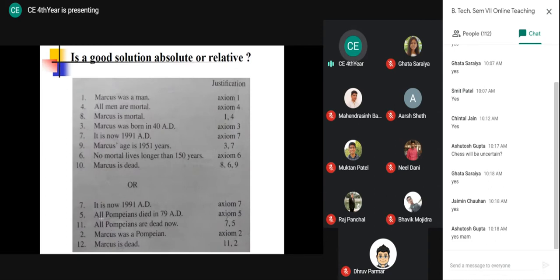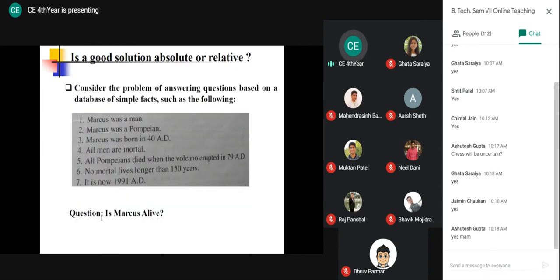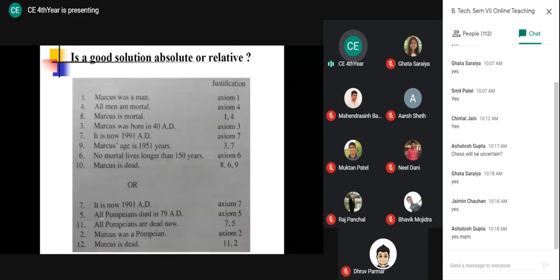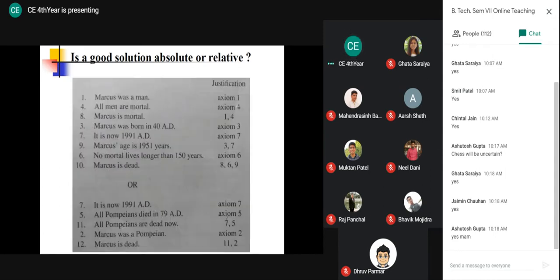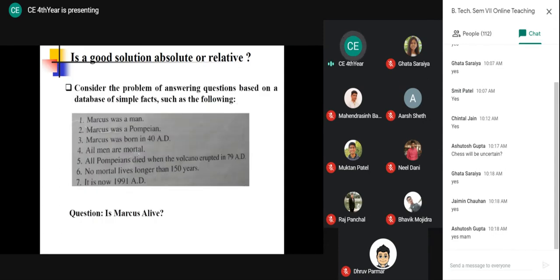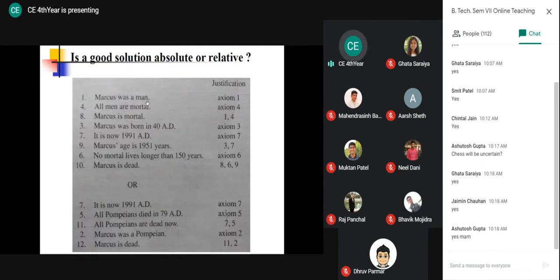Here two solutions are given. The question is, is Marcus alive? Here is the first solution. First they have taken axiom 1, that Marcus was a man, and axiom 4, that all men are mortal. So Marcus was a man and all men are mortal. By using 1 and 4, we get that Marcus is mortal.